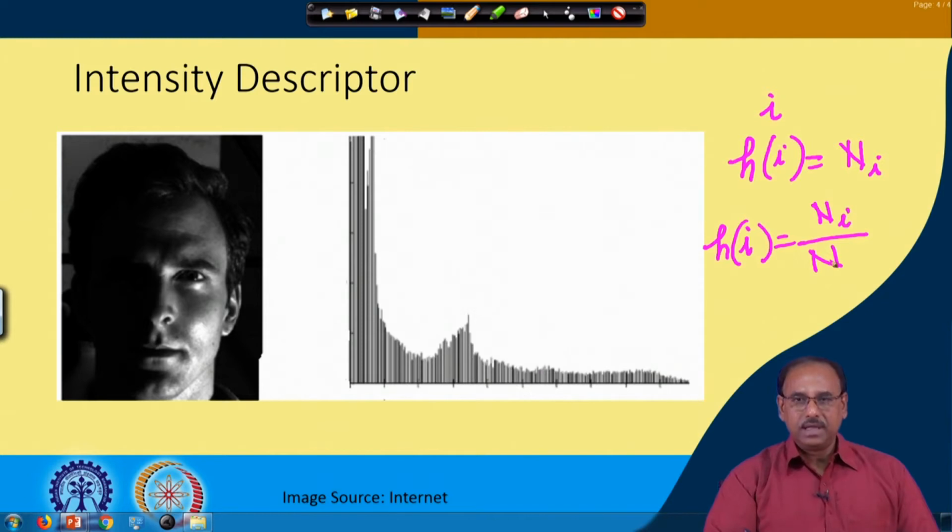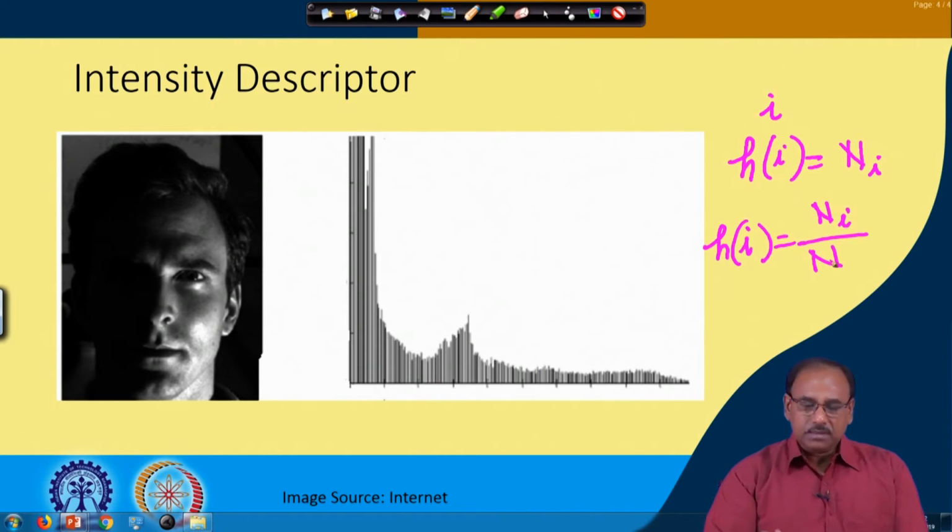This actually tells you the frequency of occurrence of intensity level I within the given image, or this is nothing but the probability of a pixel having an intensity value I. So, when I normalize a histogram, the normalized histogram also gives me the intensity probability distribution.